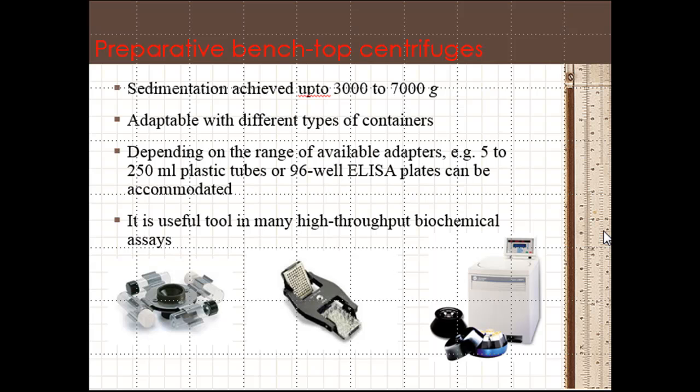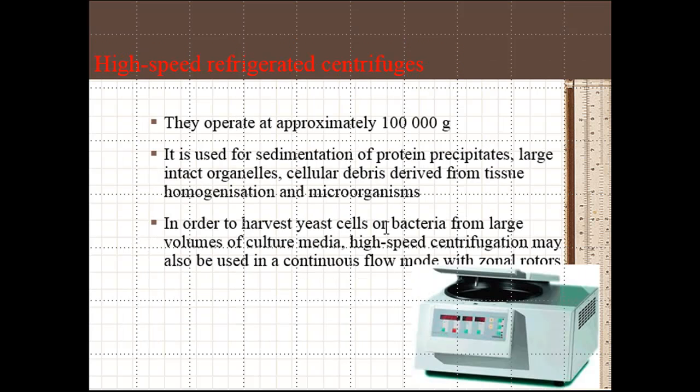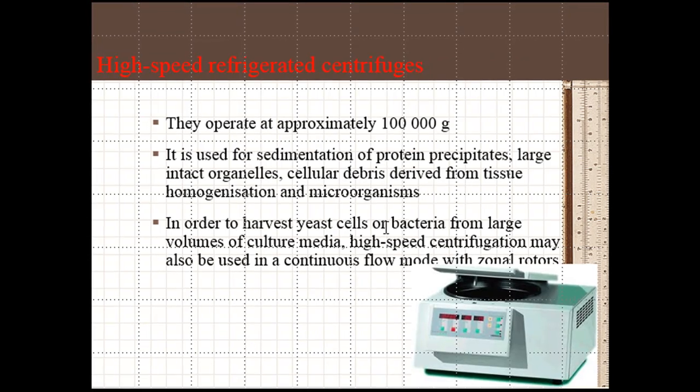Here are the different requirements or characteristics of the preparative benchtop centrifuge. It operates up to 3000 to 7000 G and is adaptable with different types of containers. For instance, tubes can be accommodated, even 96 well ELISA plates can be accommodated, and it is useful for many high throughput biochemical assays. High speed refrigerated centrifuge operates at up to G.